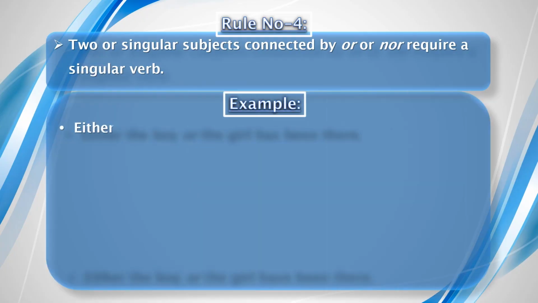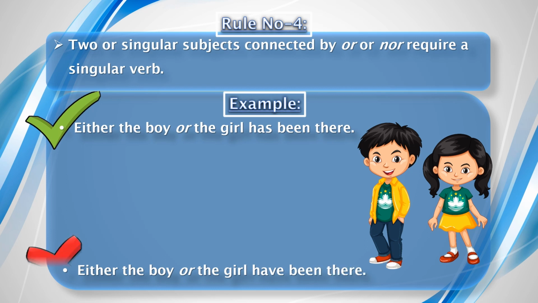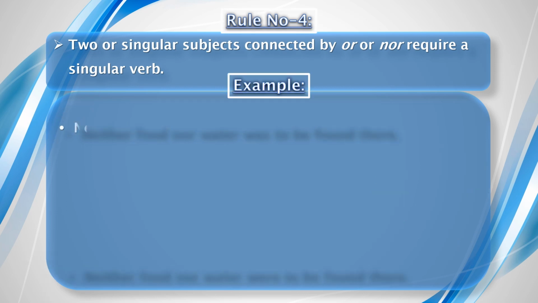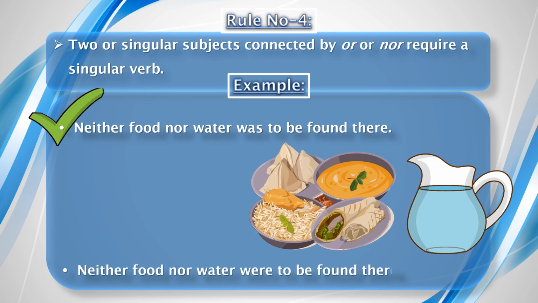Okay, now for example, either the boy or the girl has been there, not have been there, because we are joining two or more singular subjects with or or nor. Neither food nor water was to be found there. Neither food nor water. So this is another rule which you should always keep in mind whenever you join two singular subjects with or or nor, the verb will be singular.